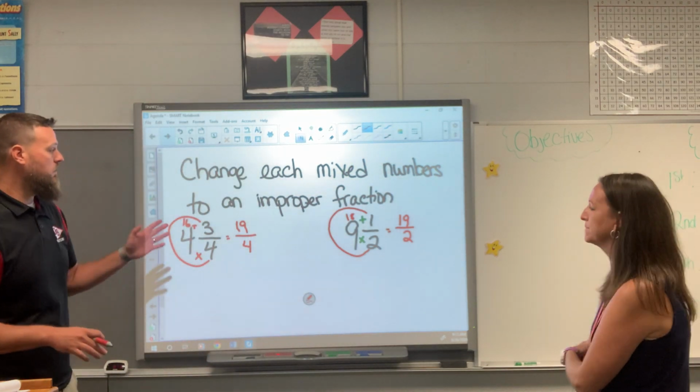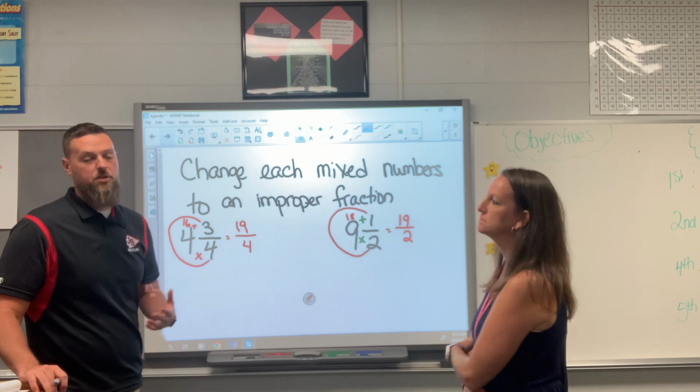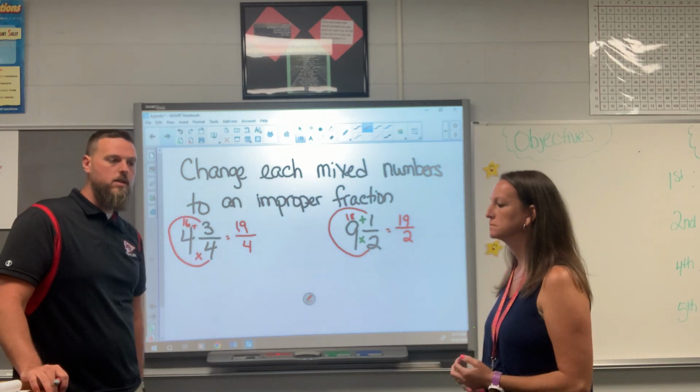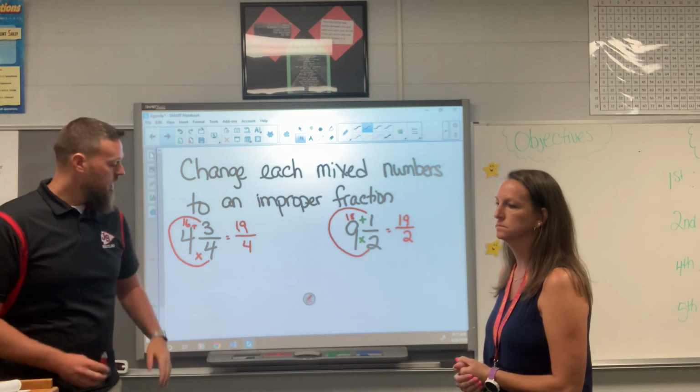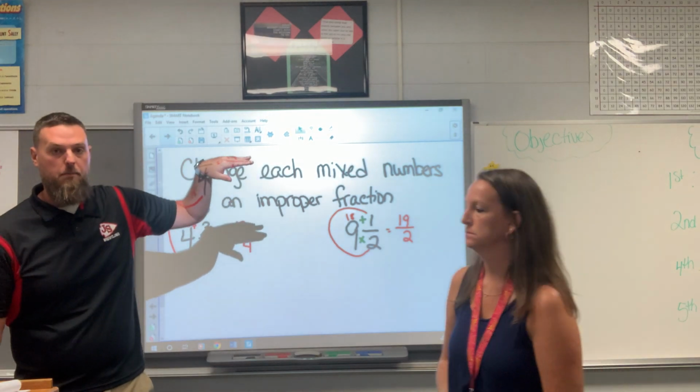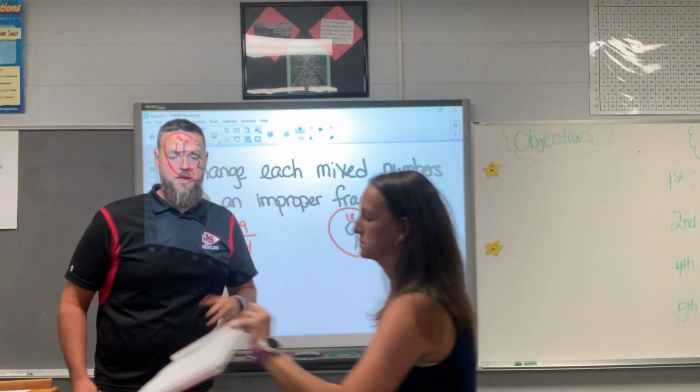So I think going from mixed to improper is much easier than going from improper to mixed, because you don't have to think to yourself, how many times does this go into this? How many times does that go into that? It's just doing simple math. You multiply the denominator by the whole, add it to the numerator, and you got your answer.